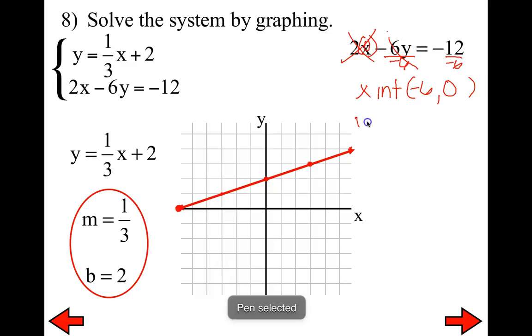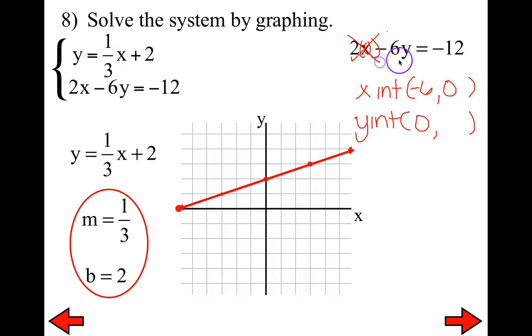Now for the y-intercept, again, my focus is on y. I'm trying to get rid of x. I'm going to make it a 0. So here, if I get rid of x, it becomes a 0, so 2 times 0 is gone. In order to solve for y, I'm going to divide both sides by -6, leaving me with, the negatives cancel out, so y equals 2.